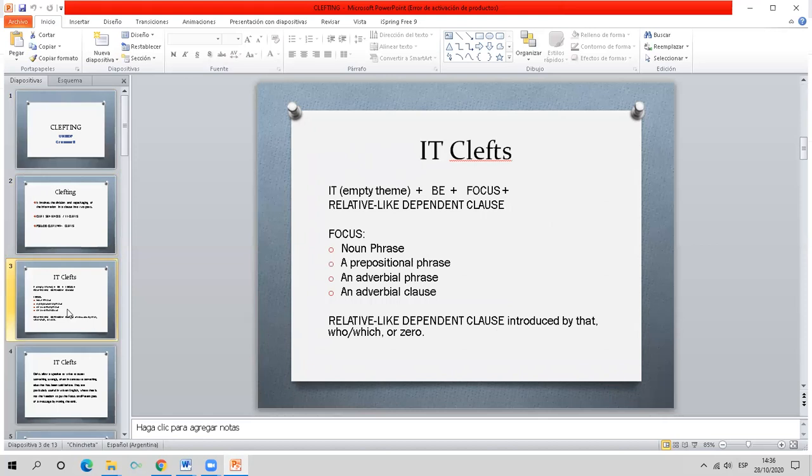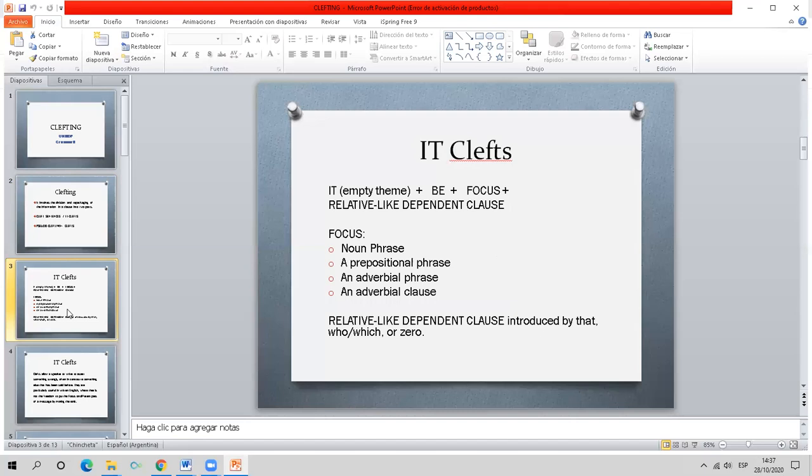This is the structure of an it cleft. You have an it at the beginning, which constitutes an empty theme, plus the verb to be, plus the focus, which is, I wrote here, a relative-like dependent clause. Wow, then we'll see what that means. Yeah, relative-like. It means it looks like a relative clause, though it's not.